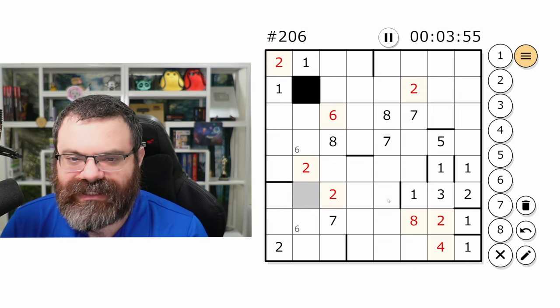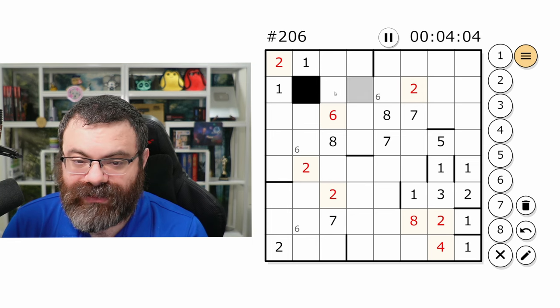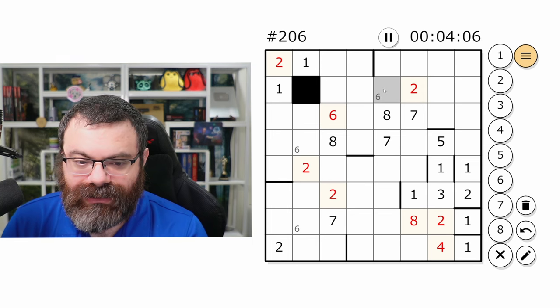This is 5 length. Do we have any 6 length segments? I'm not sure. We'll find out. This already has a 6. This needs a 6. It could come from here. Yeah, this is 1, 2, 3, 4, 5, 6. It could come from here. Right, I just did this column, which needed a 6.